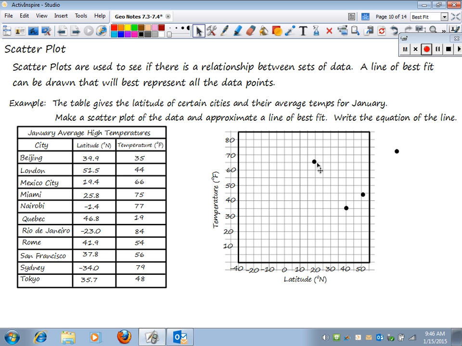Miami has a latitude of 25.8. 25.8 is the latitude. So that's just past 25, and it's 75 degrees in Miami. That's the average temperature in January. That's not much for that. 75 degrees.